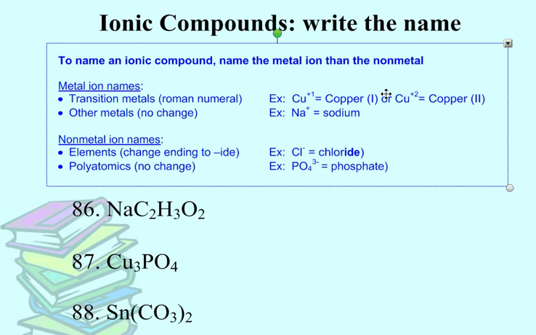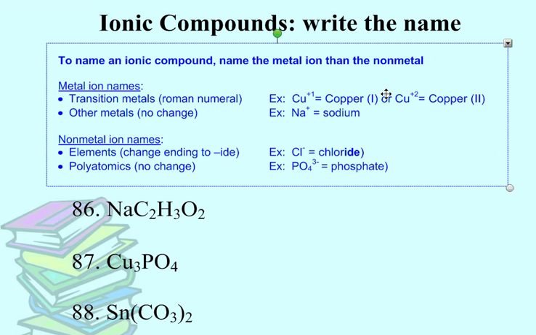For the nonmetal ion names, for elements, you'll just change the ending to "ide." So for example, chlorine is changed to chloride. For polyatomics, you won't change the ending. So PO4 -3 is just phosphate. So let's try using some of these rules.